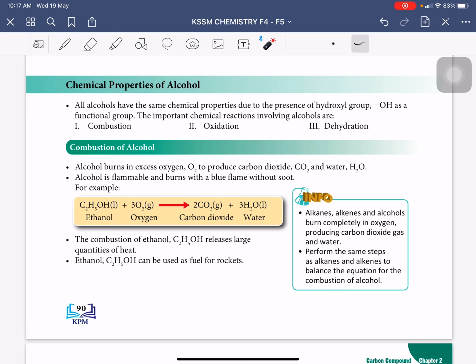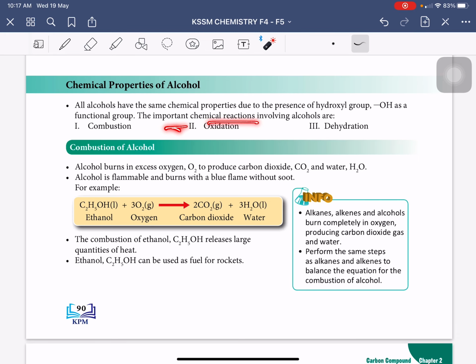So, chemical properties of alcohol. All alcohols have the same chemical properties. All methanol, ethanol, propanol, butanol, pentanol all have the same chemical properties. Why? It's due to the presence of the hydroxyl group, OH, as the functional group.